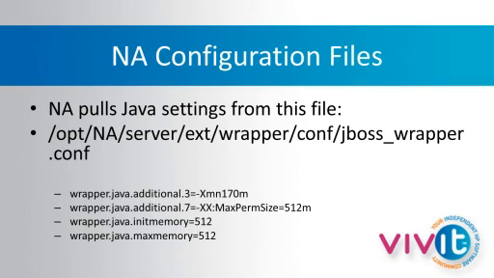Now, on to the main part here. So NA configuration files, network automation pulls Java settings from the jbosswrapper.com file. And I've got the location of where this file is set. So to me, there's 4 key lines that are going to impact network automation performance around Java and memory usage. Those are the 4 lines that you see here.